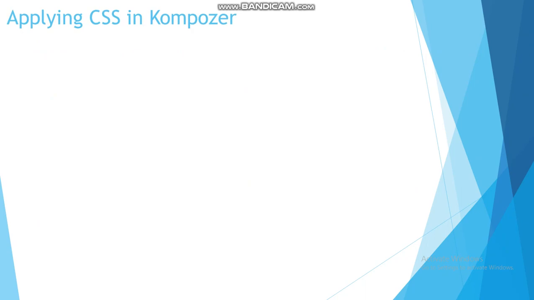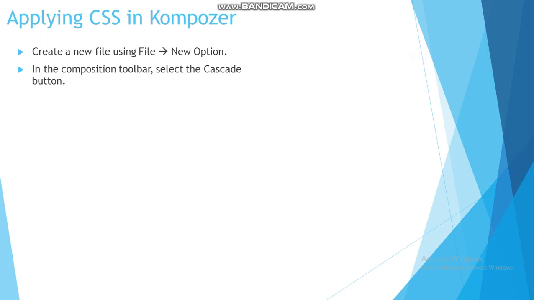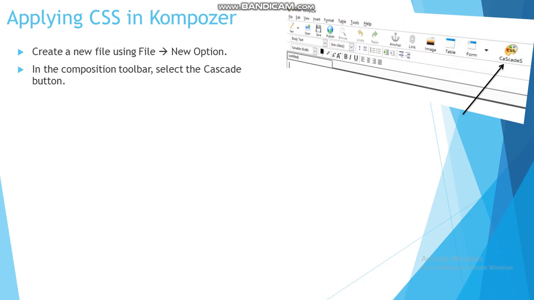Now, applying CSS in Composer. How to apply CSS in Composer? So create a new file using the File, New option. In the Composition toolbar, select the Cascade button. It is situated here, you can see.